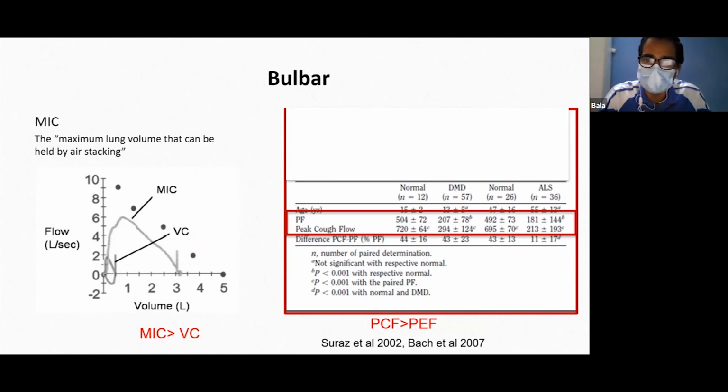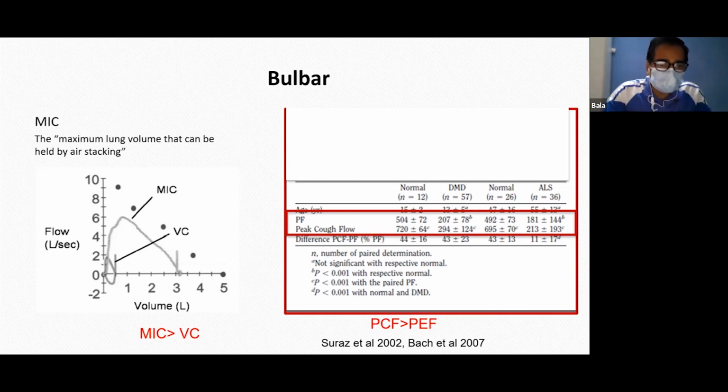So one way to understand whether the patient is having bulbar involvement is this: if peak cough flow and peak expiratory flow are of the same number, then you know there's some bulbar involvement. This is one easy way to clinically assess whether this patient is having bulbar involvement. But we have other ways. The patient will have swallowing difficulties, drooling of saliva. All of those are also signs that the bulbar is already involved.